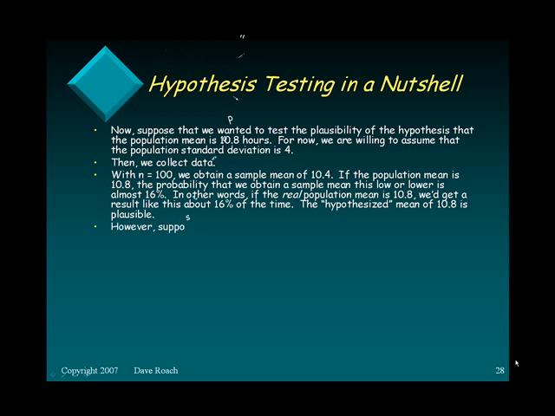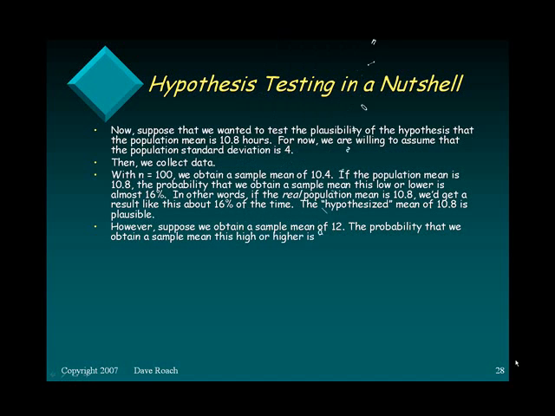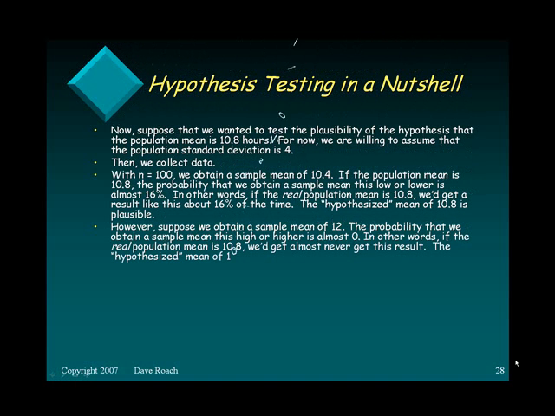Now with our second example, again we got a sample of 100, we got a sample mean of 12. And the probability of getting a sample mean that high or higher when the population mean is 10.8, it's almost 0. Remember we had 0.0013. So if we had a real population mean of 10.8, we'd almost never get this result. So now we've called into question that hypothesized mean of 10.8. In fact, we're probably going to conclude that the population mean is greater than 10.8. We got so far away.